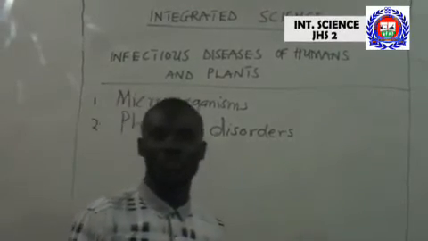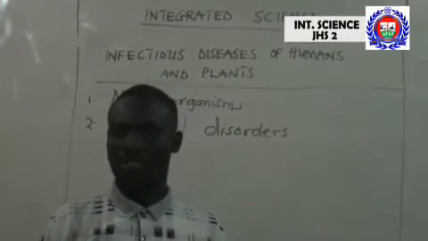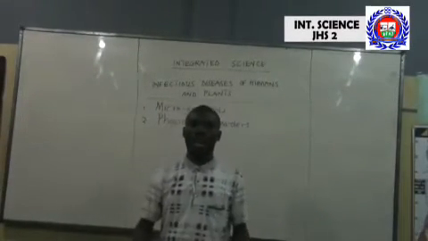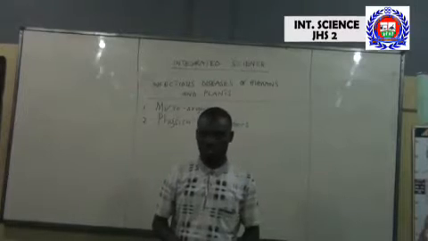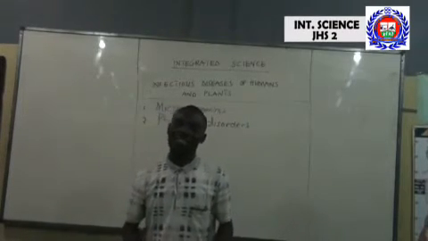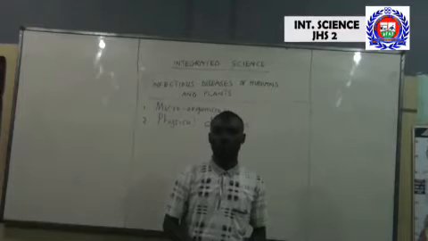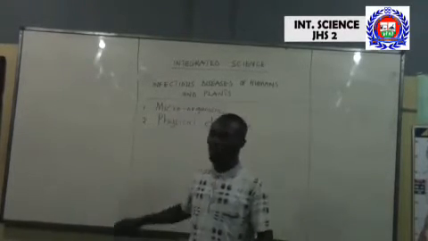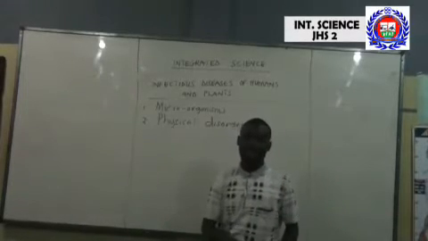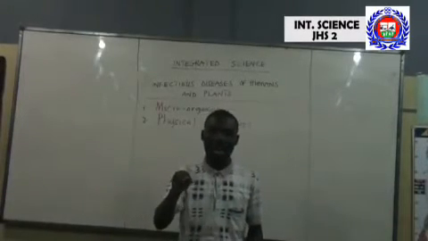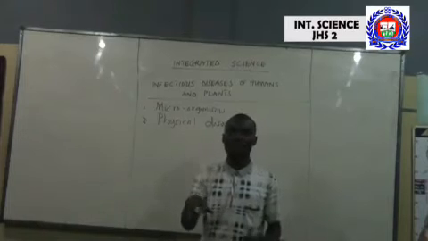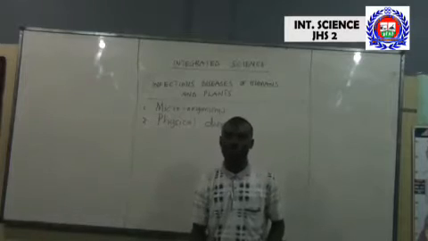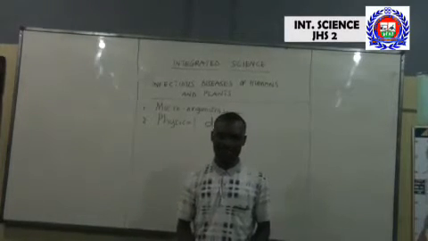When we say physical disorders, for example, two boys are playing football on the football pitch. Accidentally, one of them fell and got hurt. It becomes a physical disorder. Physical means it can be seen with the eye. There has been a disorder, a cut or a fracture in the knee or on the leg.